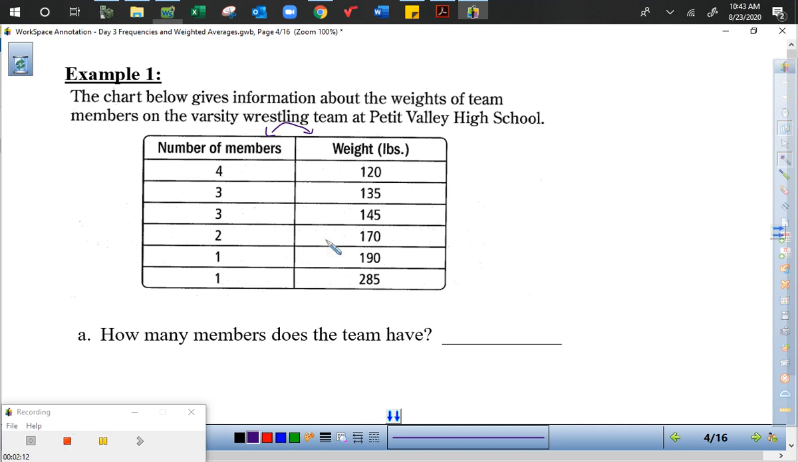Our first question is just, based on this table, can we tell how many members the team has? Well, hopefully, you see members is here. You just got to add those up. So take your 4, 3, 3, 2, 1, 1, and we come up with 14 total members. Make sure you're always labeling anything that needs it.